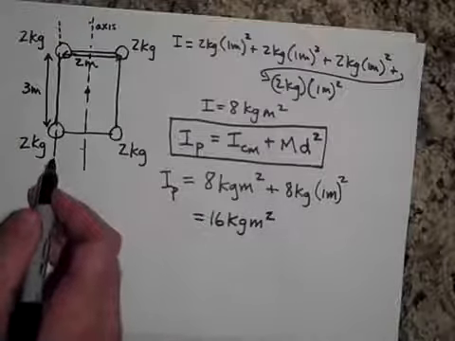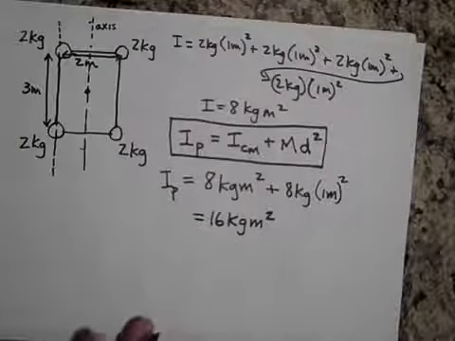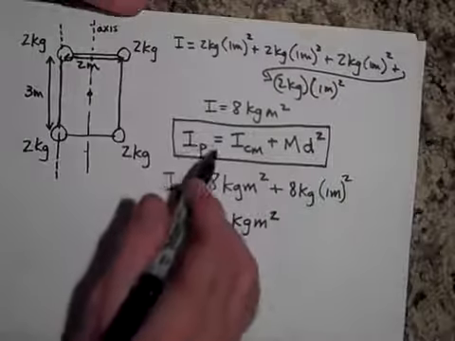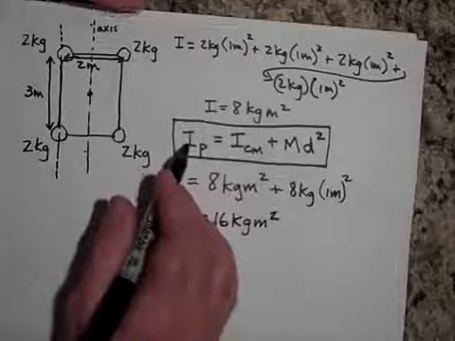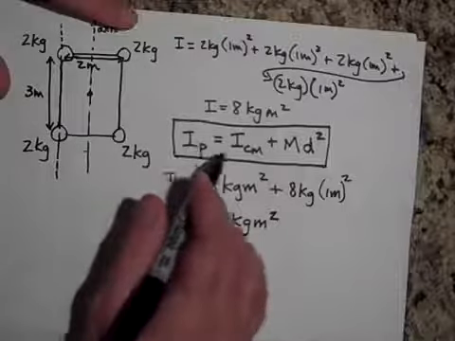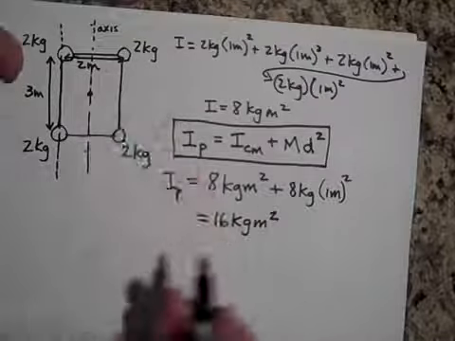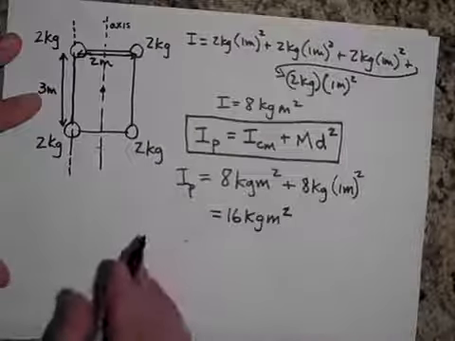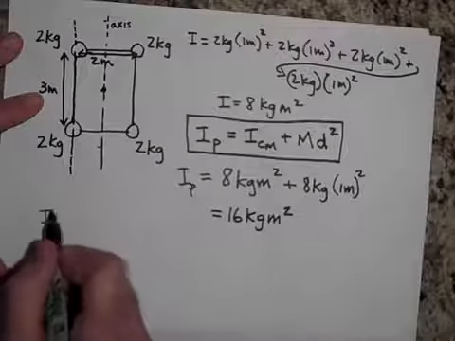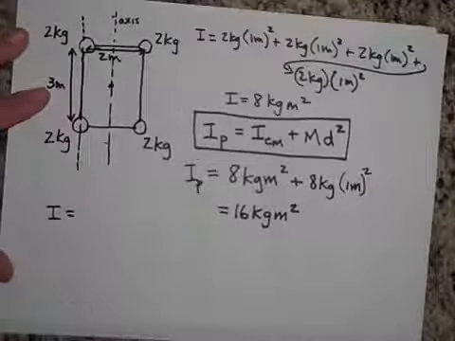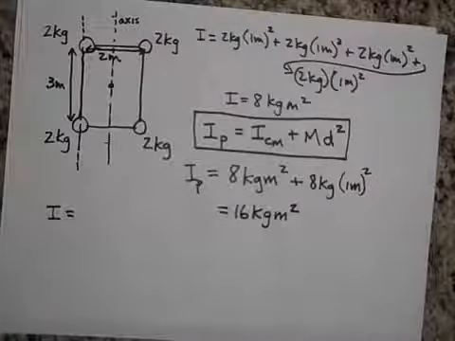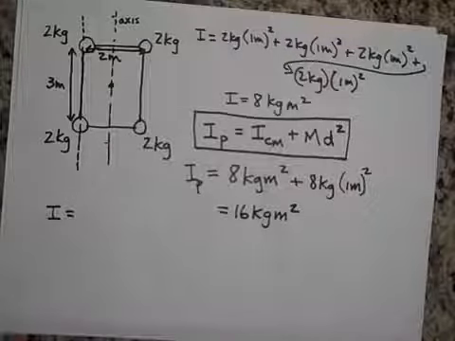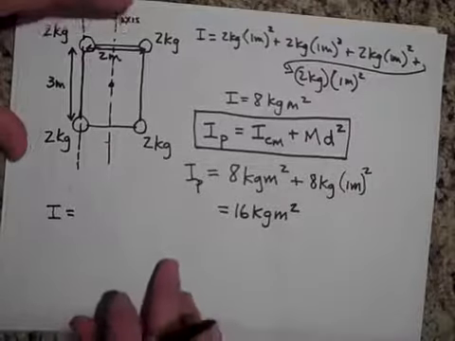It's a greater I, a greater rotational inertia. Hey, we didn't need the parallel axis theorem to get this. We could have just used the regular equation. Let's do that just to see that we'll get 16. So if I would have used just the regular equation for this, let me turn off my phone.